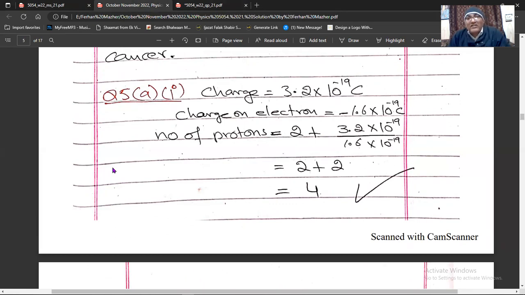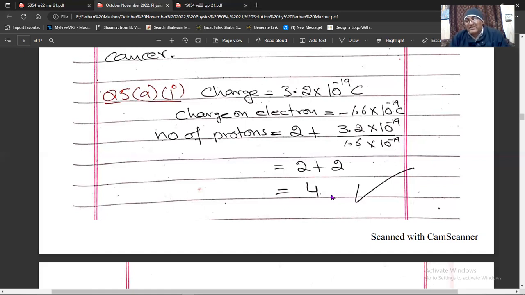The charge on the electron is minus 1.6 × 10^-19. The charge on the ion is 3.2 × 10^-19 coulomb. So the number of protons will equal the two electrons there plus the deficiency: 3.2 × 10^-19 divided by 1.6 × 10^-19. That is 2. So there are totally 4 electrons. So in a neutral atom, the proton number will be 4.